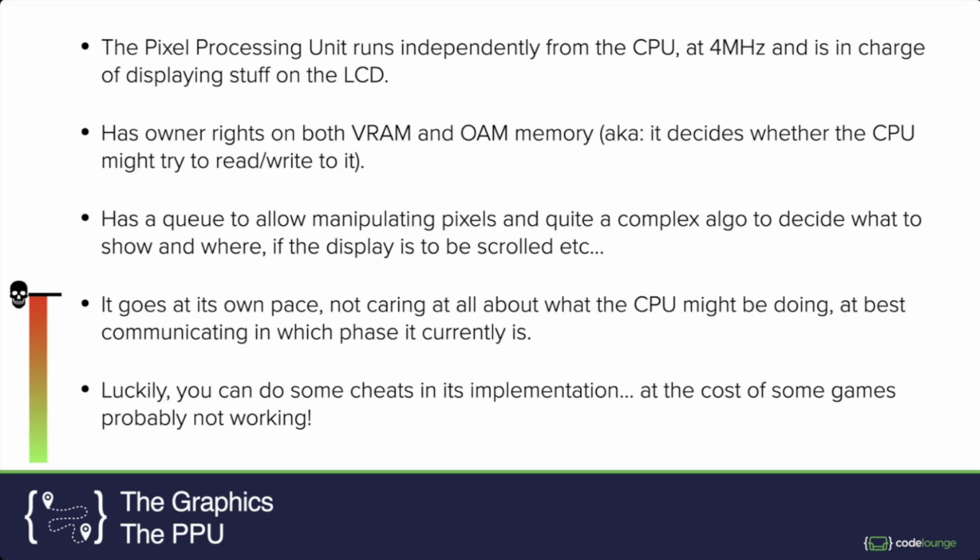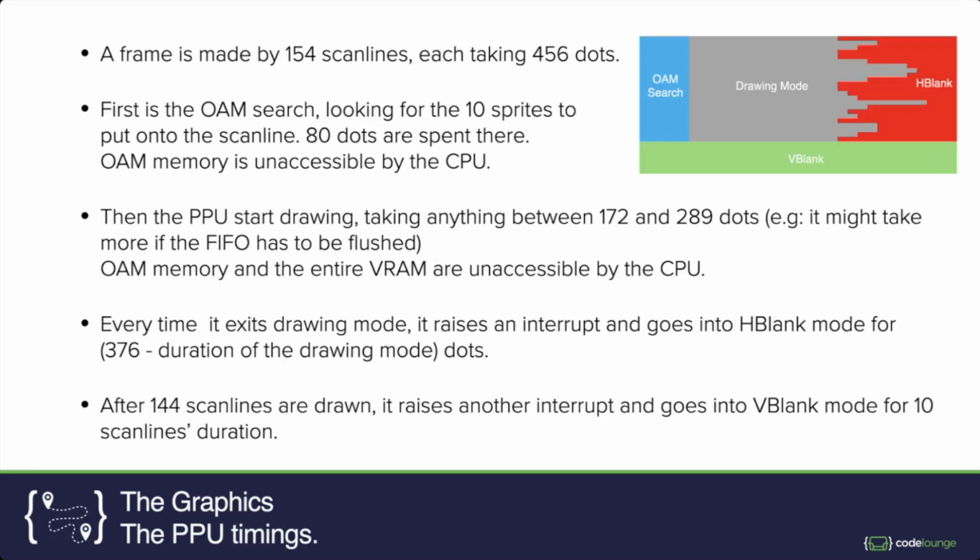Luckily, it's one of the places where you can cheat the most, in the sense that if it gets complicated, you can take shortcuts, of course, but the cost is that some games will have glitches or will not run altogether. Now, how does it work? You have a total of 144 scan lines to really display, plus 10 extra that will mimic the H-blank interval that the real monitor should have.